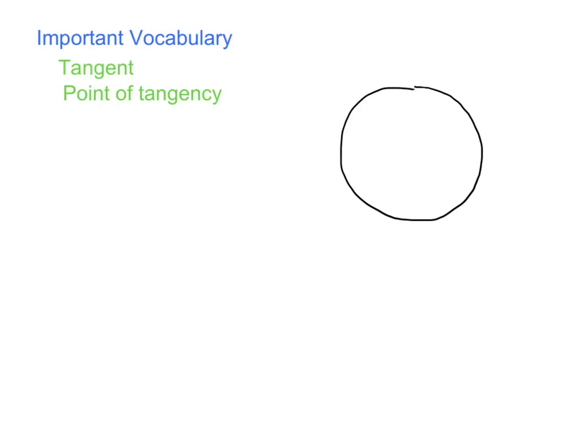So let's start first at the very top with some important vocabulary. The 2 words we're going to be talking about today are tangent and point of tangency. And I want you to note that tangent and tangency both have some kind of similarities. They're related to one another. So I'm going to go ahead and start by drawing a tangent line, okay? And I'm going to move it through.